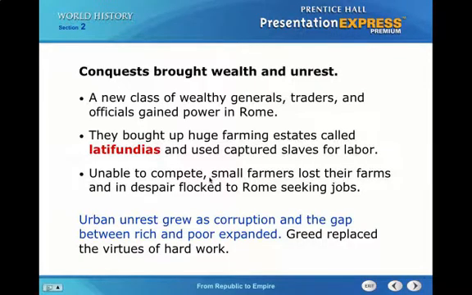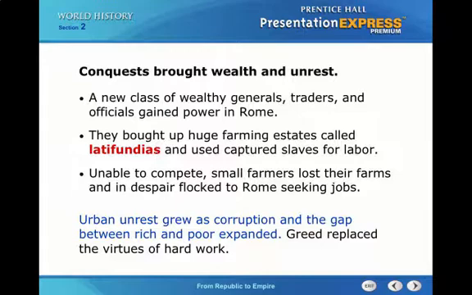So with this conquest come some problems. You've got this new class of wealthy generals, traders, and officials who are gaining power. And slowly but surely, greed is going to replace some of those more traditional Roman values. They buy up these latifundias. You really see Rome becoming this land of excess. Who can throw the most lavish party? Who can buy the most expensive stuff? As long as their army is going well and they're bringing in all these riches, everything's going to be good. But at some point, they're setting themselves up for the crash.